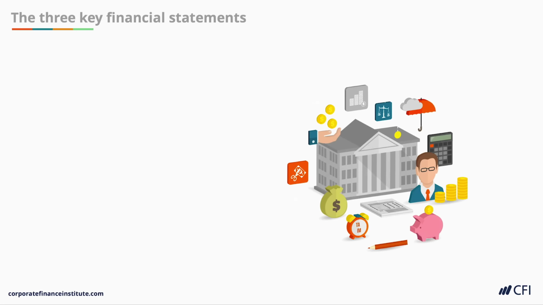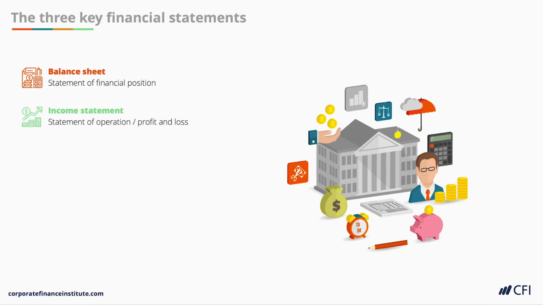Let's start with the general overview of the three key financial statements, namely the balance sheet, also known as the Statement of Financial Position, the income statement, also known as the Statement of Operations or the Profit and Loss Statement, and finally, the Statement of Cash Flows. Let's look at each of them individually as a refresher for what each is used for.